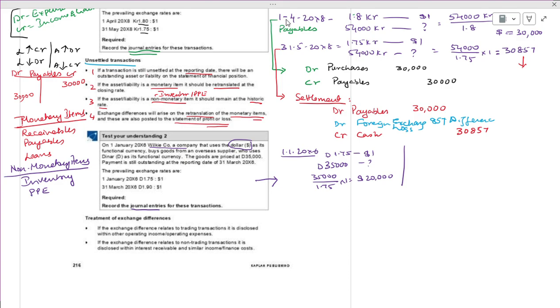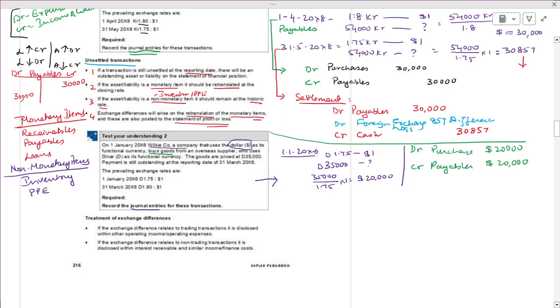You are purchasing, using the dollar, buying goods. When you are buying the goods, what will be the debit and what will be the credit? Purchase will be debit, $20,000. Credit will be payables, $20,000.